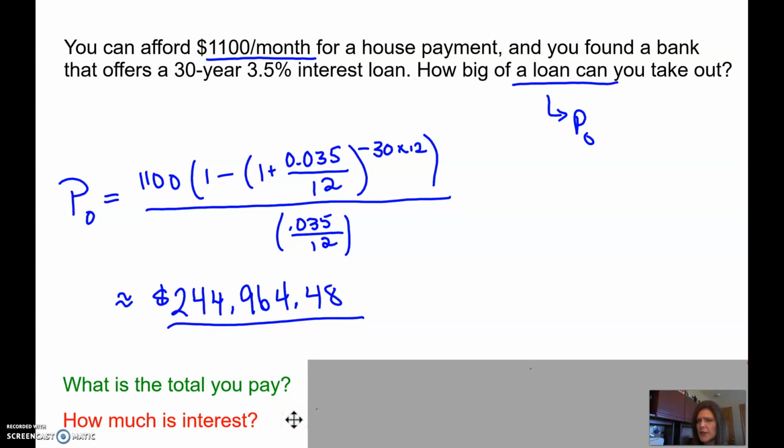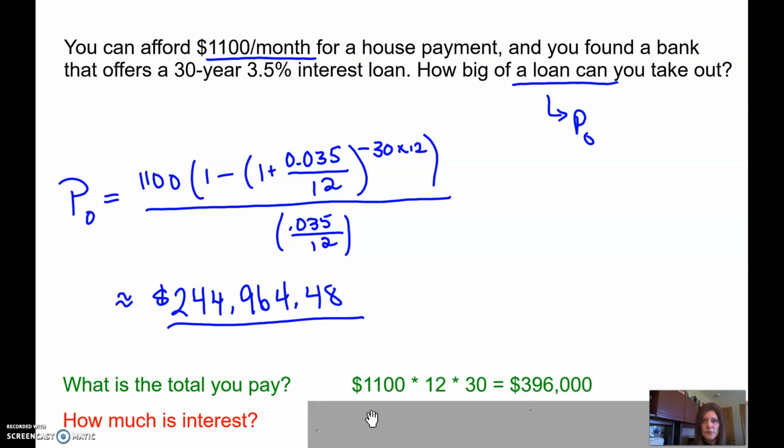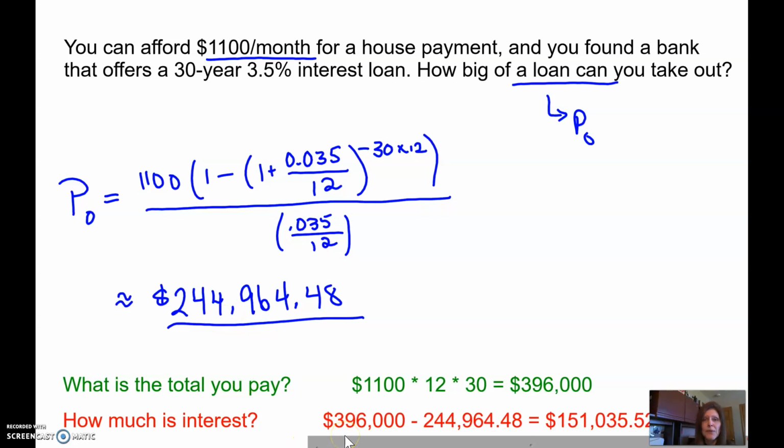Well, here's a couple more questions. What's the total you're actually going to pay for that house? Well, how do you come up with that? How much are you paying every month? You're paying $1,100. How long are you doing that for? It says 30 years. So we're going to take 1,100 times 12 times 30, which means we're going to pay $396,000 in total to the bank. So how much did the bank make off of this deal? Well, we take what we paid minus what they originally gave us, the loan, and it turns out they made over $151,000 on that loan. That is, of course, over the course of 30 years, but it seems kind of crazy to me.